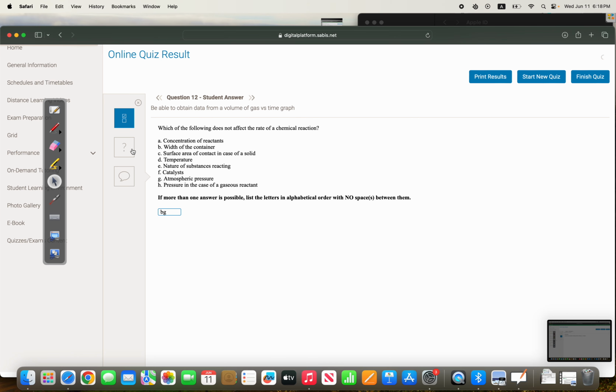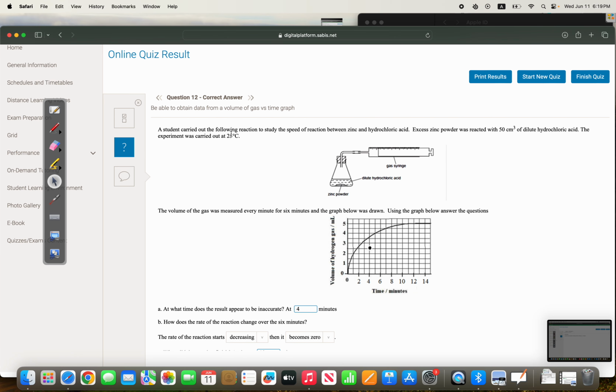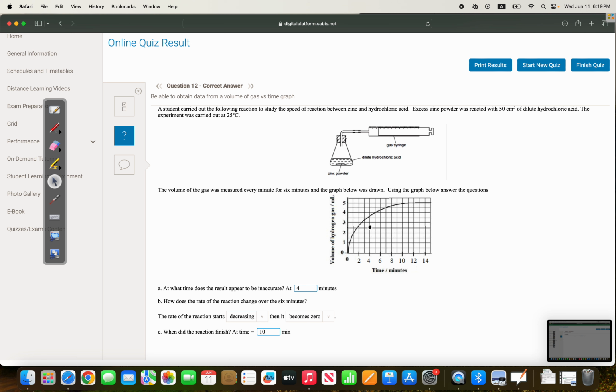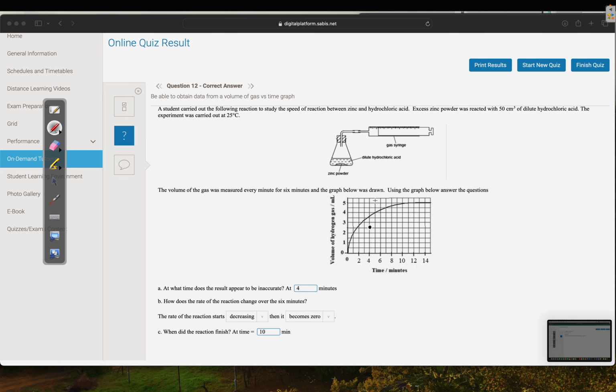Number 12. A student carried out the following reaction to study the speed of reaction between zinc and hydrochloric acid. Excess zinc was reacted with 50 centimeter cube of dilute hydrochloric acid. The experiment was carried out at 25 degrees Celsius. At what time does the result seem to be inaccurate? Look here, we find the point that's not on the line, and we find out the time, because here they're asking 4 minutes. We just go to the x-axis and see it's at 4 minutes.